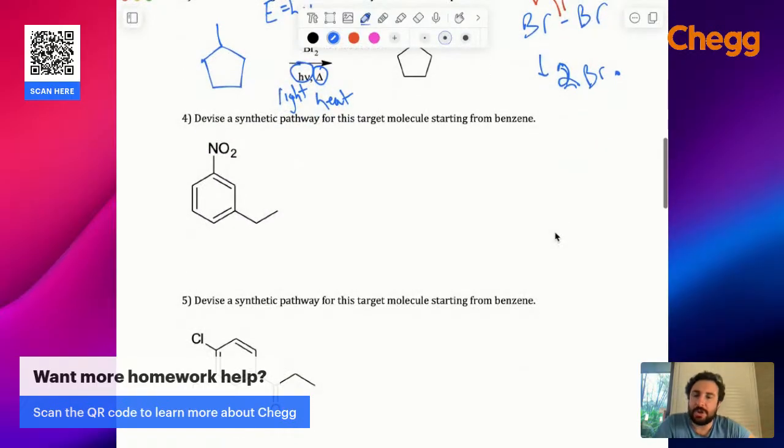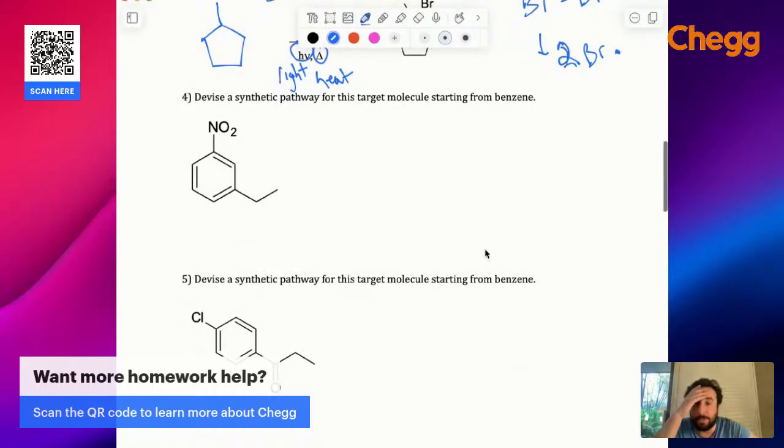Okay, let's move on here. Let's do a few more. So we want to devise a synthetic pathway for this target molecule, starting from benzene. We have two groups that we want to get on here. And we know that each of them can be attached to a benzene ring via electrophilic aromatic substitution. We know that we can nitrate benzene to get nitrobenzene. We know that we can do Friedel-Crafts alkylation to get ethylbenzene. So we're going to do a nitration and a Friedel-Crafts alkylation. But what order are we going to do them in?